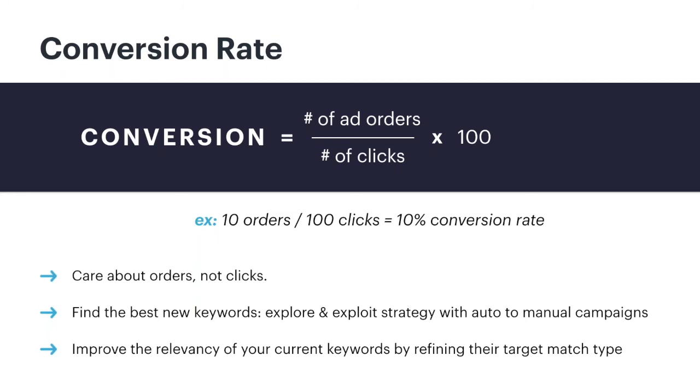And that's where we start exploiting them. So explore, exploit, and then let's get even more targeted. And within those manual campaigns, you have the ability to refine the match types. And this is going to be another place where you're just going to make sure that you're not overspending and you're really being targeted with those keywords.